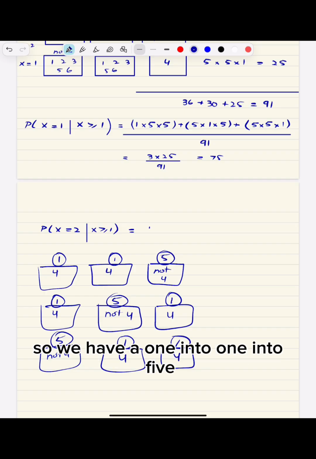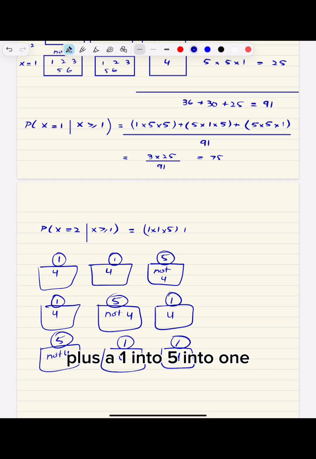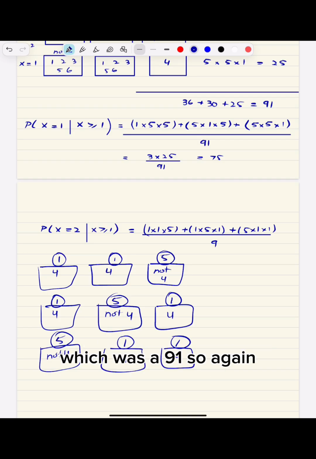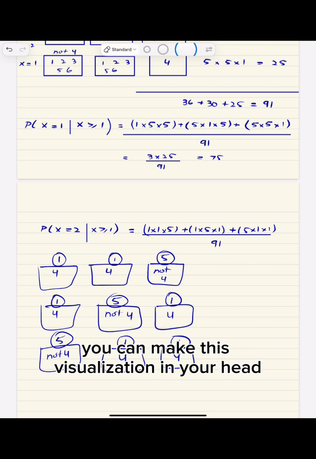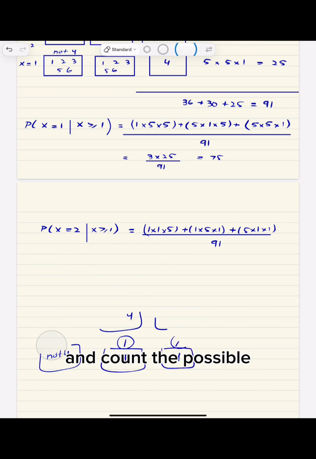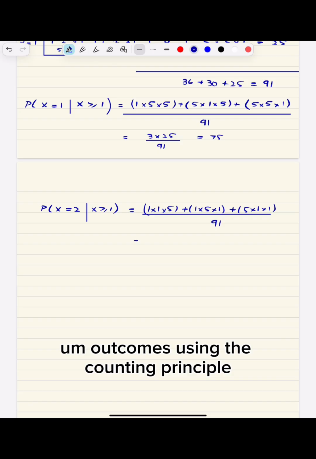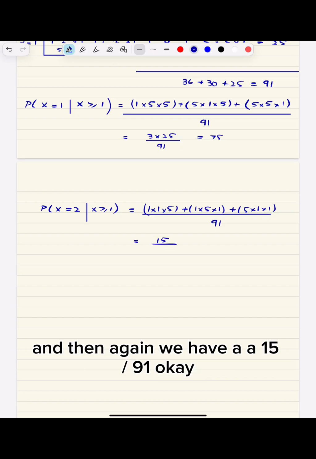So we have 1 into 1 into 5, plus 1 into 5 into 1, plus 5 into 1 into 1, over the total possibilities, which was 91. So again, you can make this visualization in your head and count the possible outcomes using the counting principle. And then again, we have 15 divided by 91.